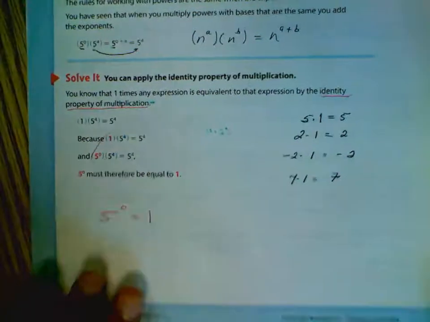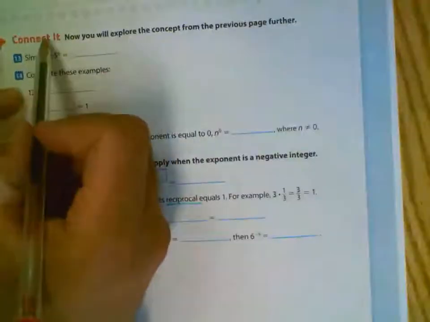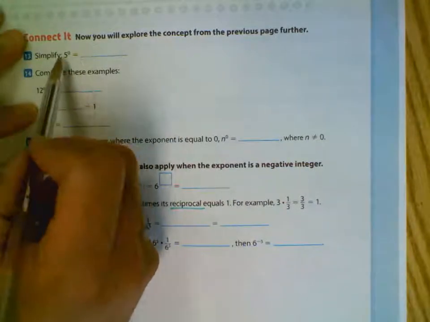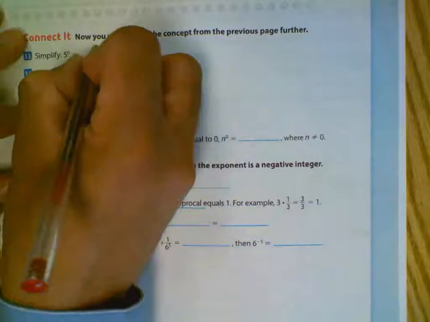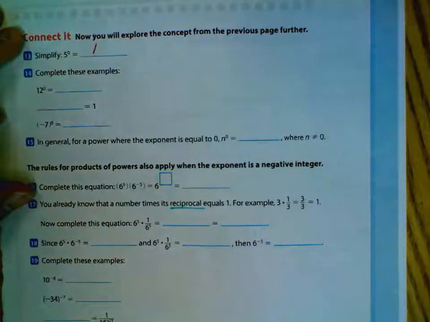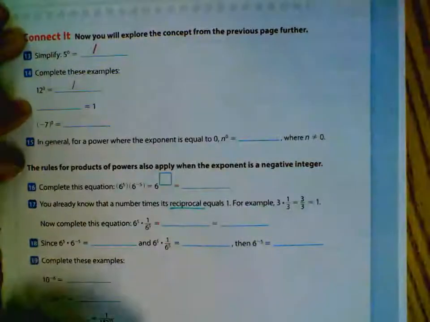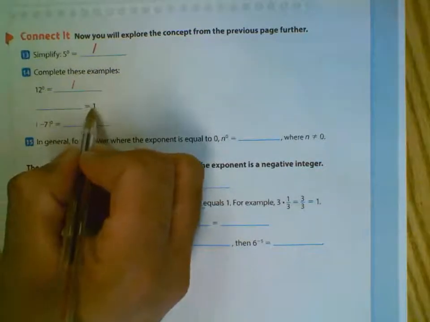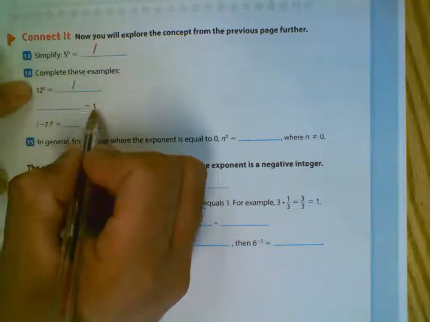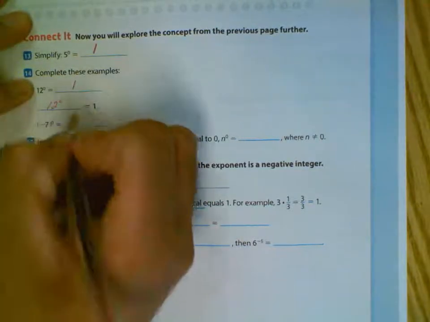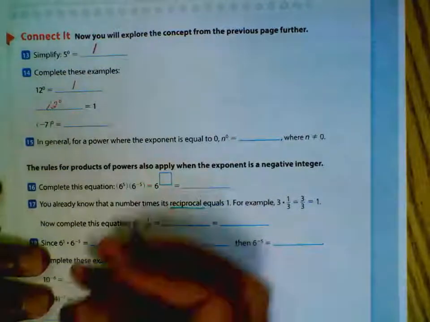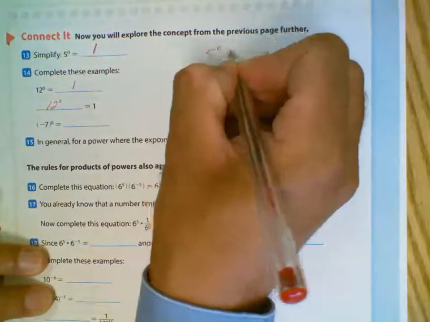Now let's move to the next one and see what's going on, okay? So let's connect it. If we simplify 5 to the 0, it is equal to 1. That's what we just did. Complete the examples. For example, 12 to the 0 equals 1. So then you have that 12 to the 0 is equal to 1. But I'm going to expand. For example, 5 to the 0 equals 1.